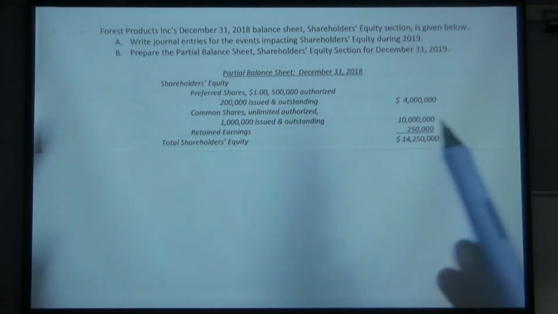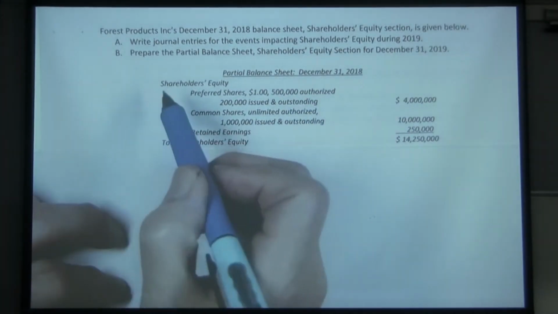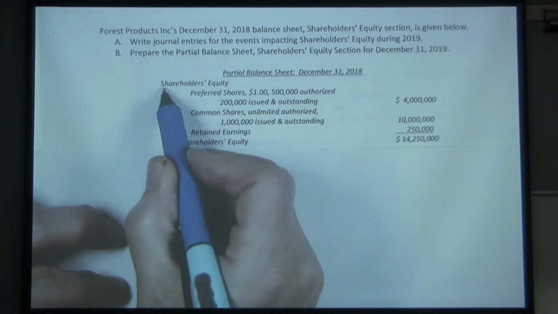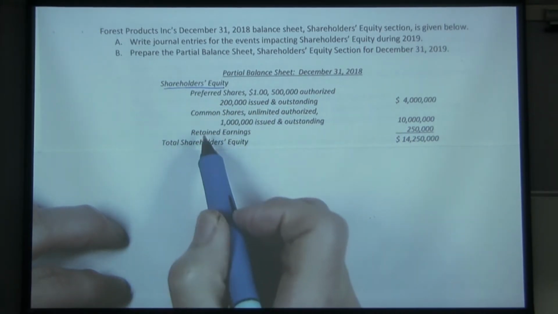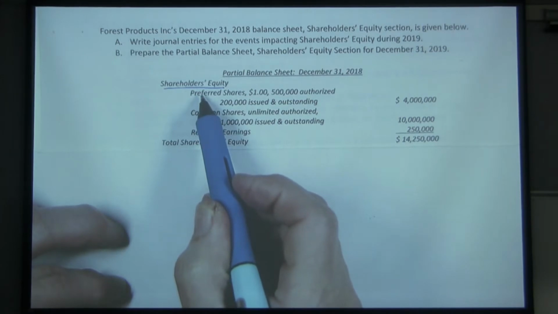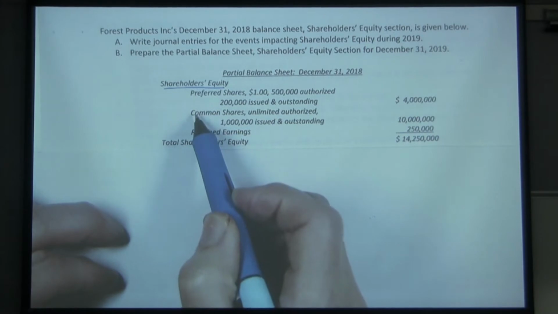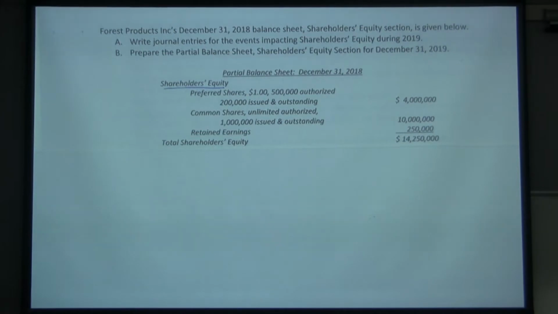Chapter 9 focuses on the shareholders' equity section of the balance sheet. This is an example with a little more detail than we're used to seeing. In addition to common shares and retained earnings, we have preferred shares. First I want to talk about the difference between preferred and common shares, then some journal entries for things that happen in the shareholders' equity section, and then I'll show you how to update the shareholders' equity section from one year to the next.